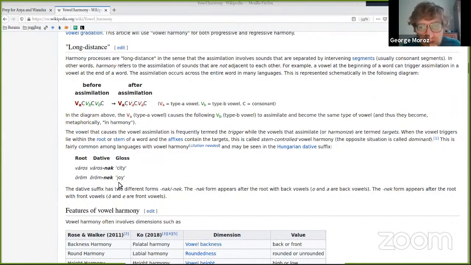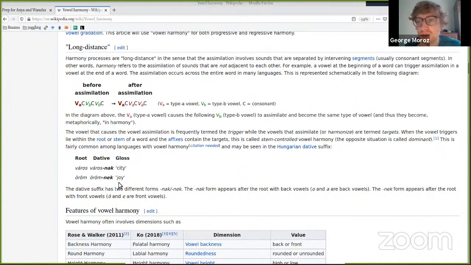And another thing, another beautiful case in this harmony story, is when you have blockage: some segments or some types of sounds that block the harmony, and then you don't have it afterwards.